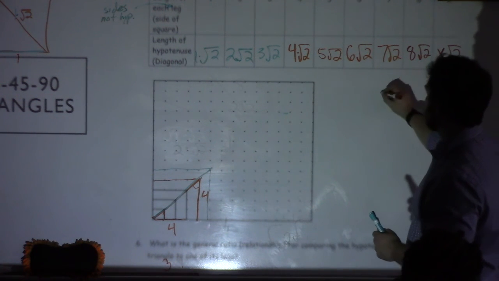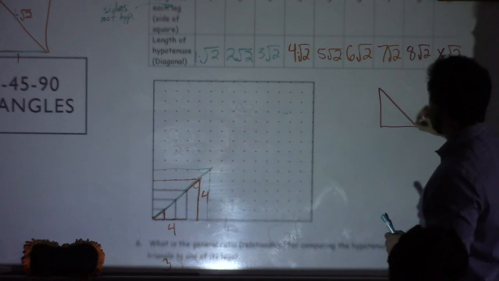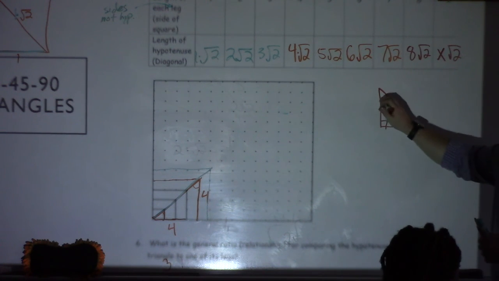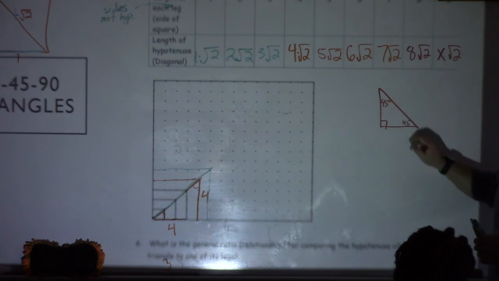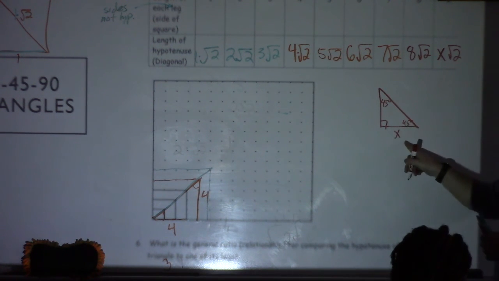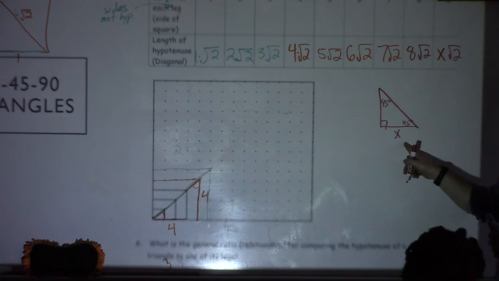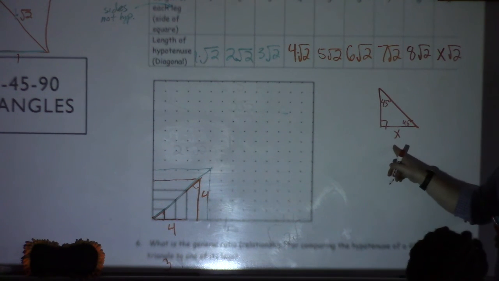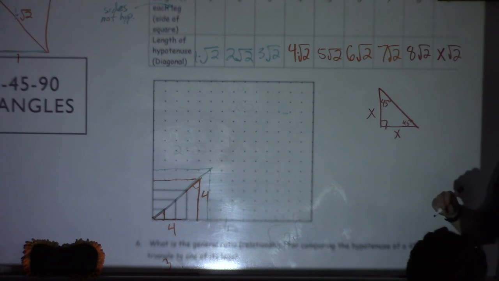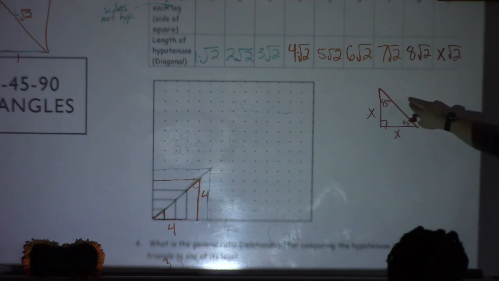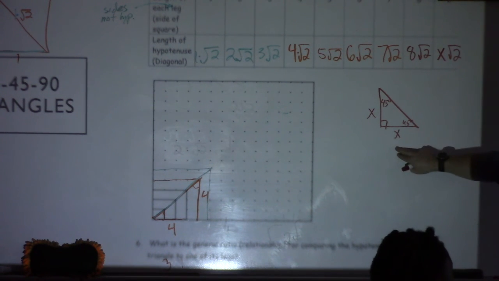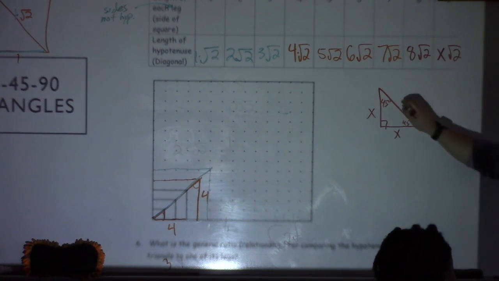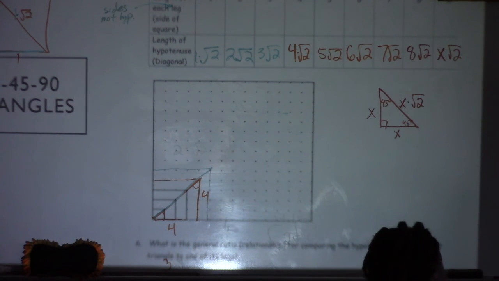So what we're saying is, if I have a 45, 45, 90 degree triangle, whatever this side length is, what else is going to be that X? The other leg is going to have the same side length. And then what would the hypotenuse be? Remember, it's X, X, X square root of 2. X times the square root of 2.